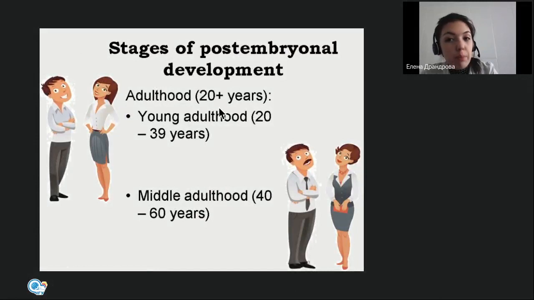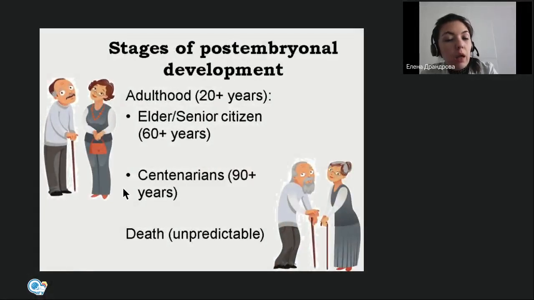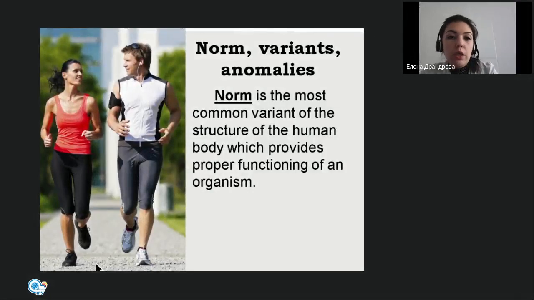So adulthood is 20 plus years. In adulthood, young adulthood is distinguished from 20 to 39, then middle adulthood from 40 to 60, then elder or senior citizen, which are 60 plus, and then centenarians, 90 plus. Not all of us will be so lucky to become centenarians, because the end of any life is death, and death is unfortunately unpredictable. So all of us want to live long and happy life, but it's not always possible, unfortunately, but we'll try. Okay, that was about ontogenesis.